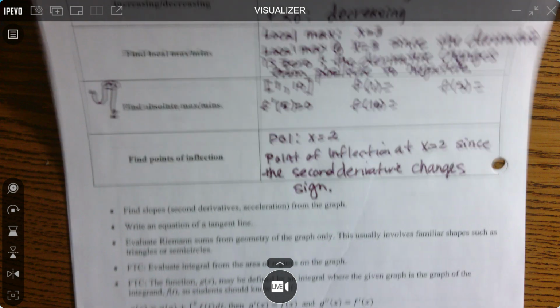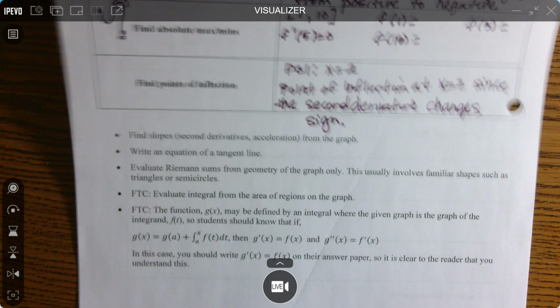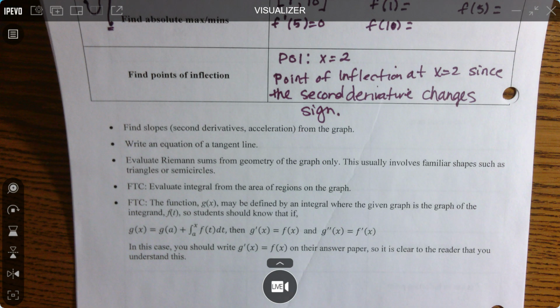Okay, these next bullets are just kind of a by the way. These are some of the things that the AP exam will ask you to do on a problem where they give you a graph of f prime usually. So they'll ask you to find slopes or second derivatives, acceleration. They'll ask you to write the equation of a tangent line or do Riemann sums, or sometimes there'll be actual geometry curves, kind of like the ones we've been looking at lately. They oftentimes have some form of integral on them, so that's what the next two bullets are about.